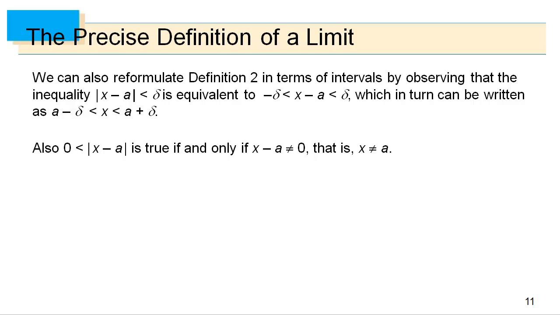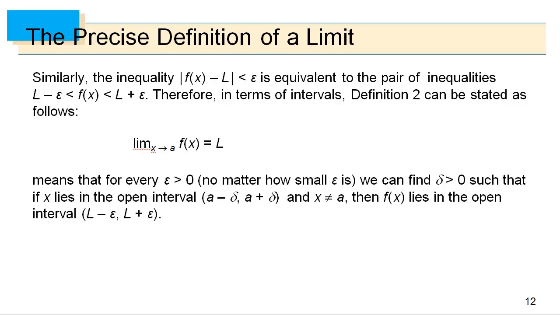We can also rewrite the definition in terms of intervals by noticing that the inequality, absolute value of x minus a less than delta, is equivalent to having a negative delta on one side and a positive delta on the other side. And then if you add a to both sides, you can say, hey, as long as x is between a minus delta and a plus delta, then all of this stuff is true. So you can think of it in two different ways. Don't worry, just go with one.